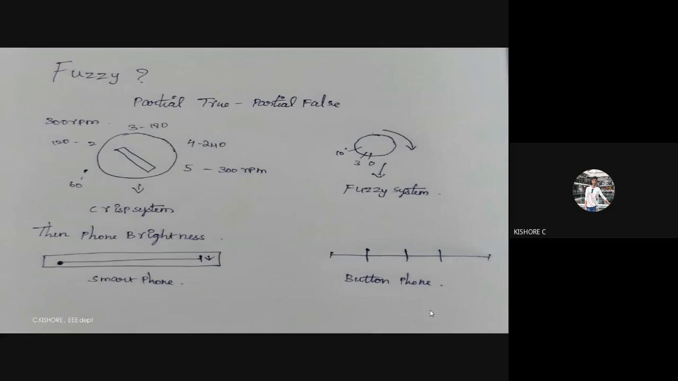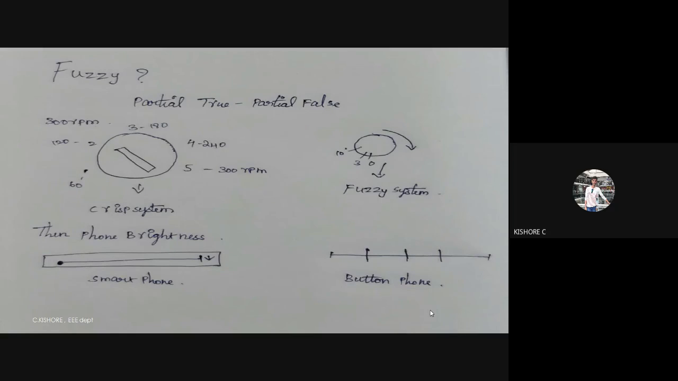For your better explanation, I have drawn a rough sketch of two fan regulators. On the left side, it holds the old type regulator. On the right, it holds the new type. First, we see the old type regulator. It is based on the crisp system. Hence, the regulator consists of 300 RPM.